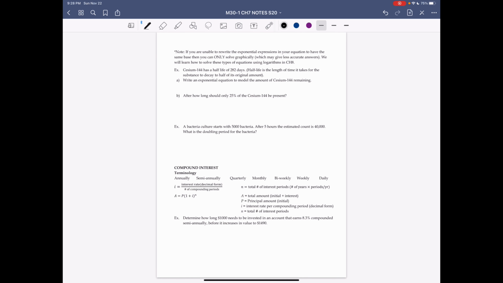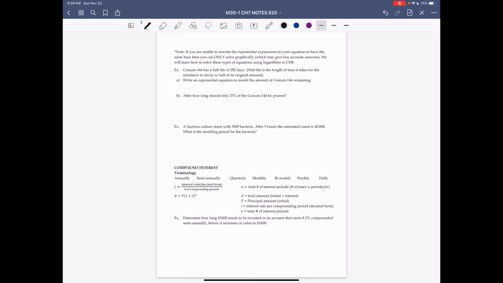Note, if you are unable to rewrite the exponential expression in your equation to have the same base, then you can only solve graphically, which may give less accurate answers. We will learn how to solve these types of equations using logarithms in Chapter 8.